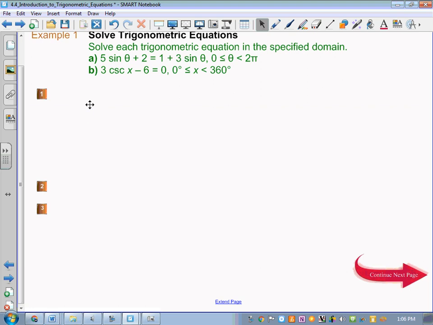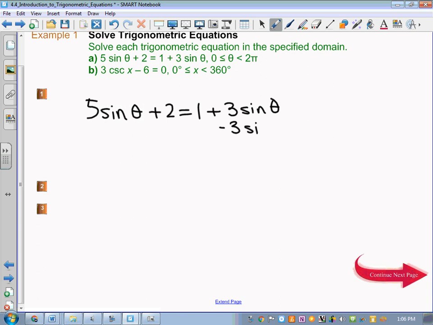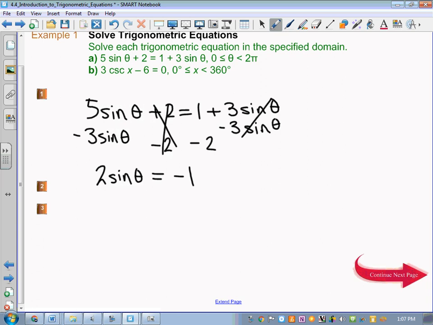So the first thing we do in A is we are going to want to move all of our constants to one side, and any term that has that variable, even if it's locked inside the trig ratio, to the other. Personally, I like to keep my trig ratio positive, so I am going to subtract 3 sine theta from both sides. And then in the same step here, I'm going to subtract 2 from both sides. Now, what that gives me is that 2 sine theta, these cancel, is equal to 1 minus 2 is negative 1. Oops, and then the 3 sine theta is gone as well. That's not isolated yet. We do have to divide both sides by 2. And I get then that sine theta is equal to negative 1/2.